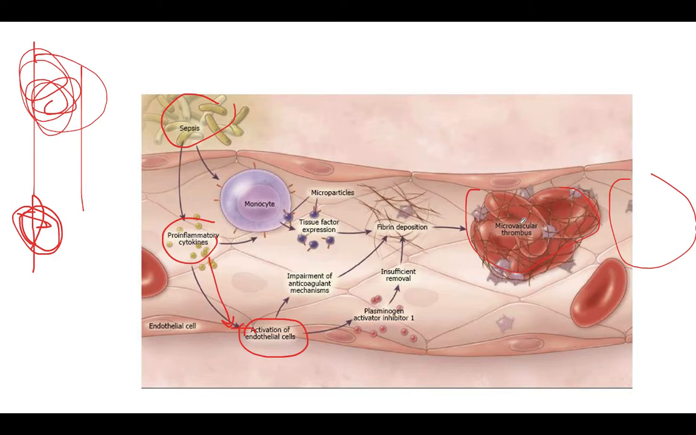There are other conditions too. For example, if you have malignancy, there will also be pro-inflammatory cytokines, and they will lead to activation of the endothelial cells. This is the pathophysiology behind it.